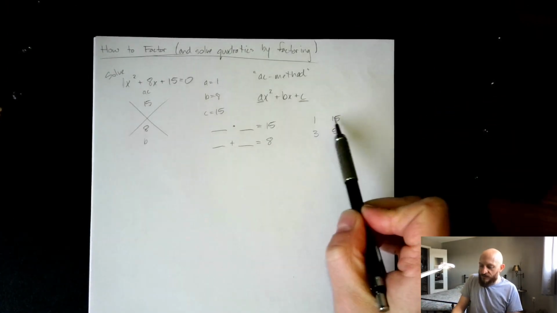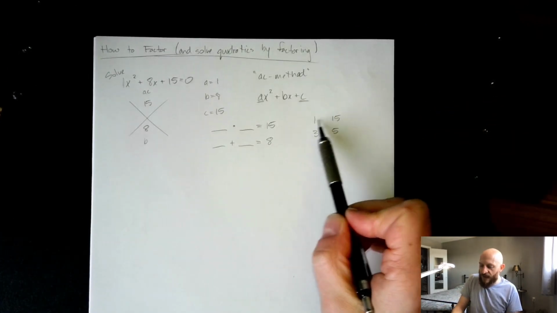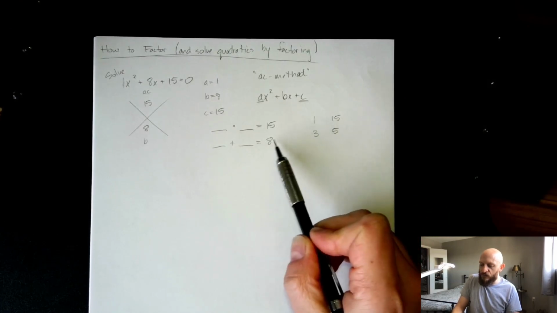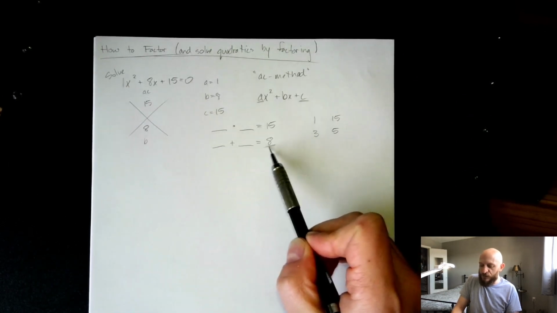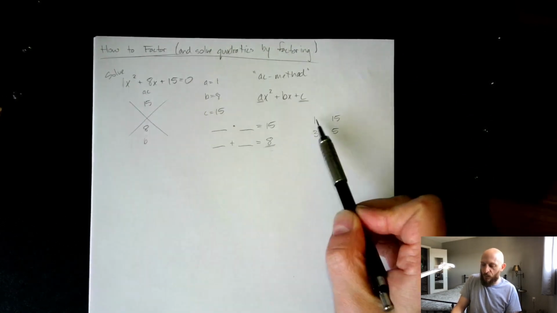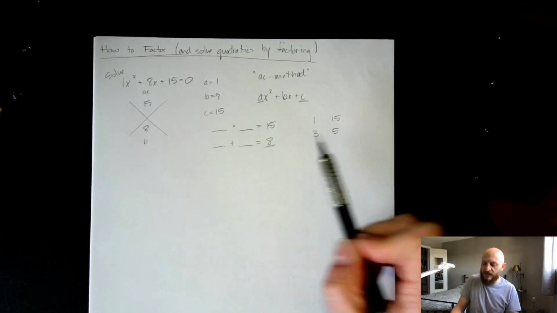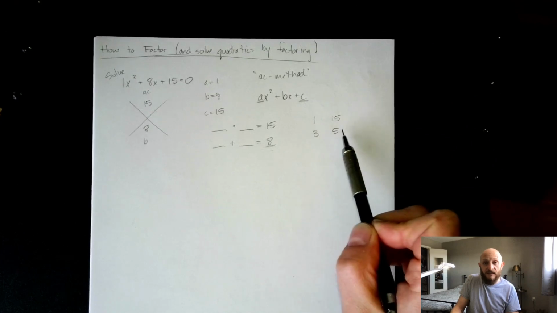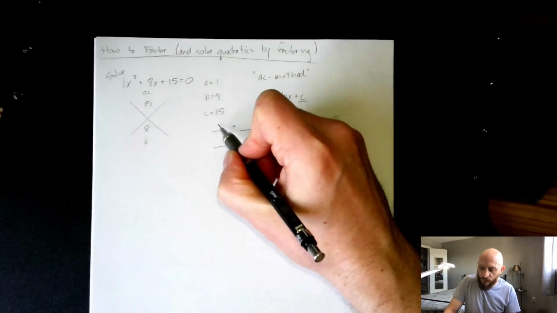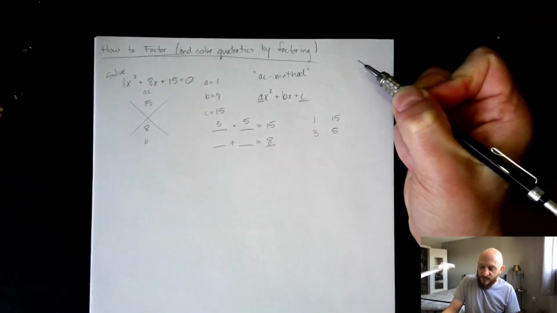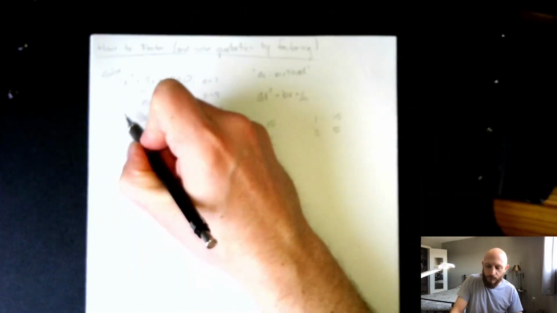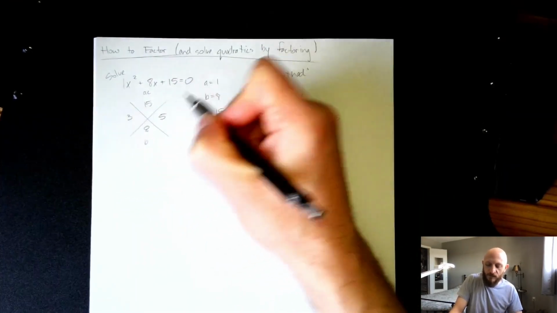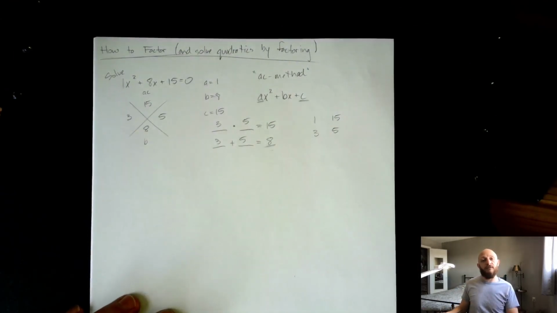And then I'm going to look at these pairs of factors and add them together to see whether any of them sum to 8. So 1 plus 15, no, that's 16. 3 plus 5, yeah, that's 8. So, in other words, 3 times 5 is 15, and 3 plus 5 is 8. So in my grid over here, I'm going to write those two numbers, 3 and 5.